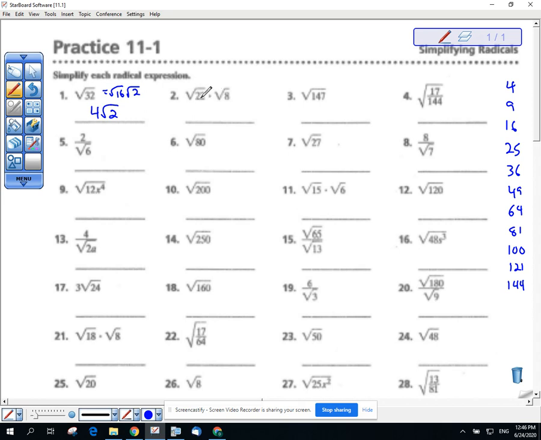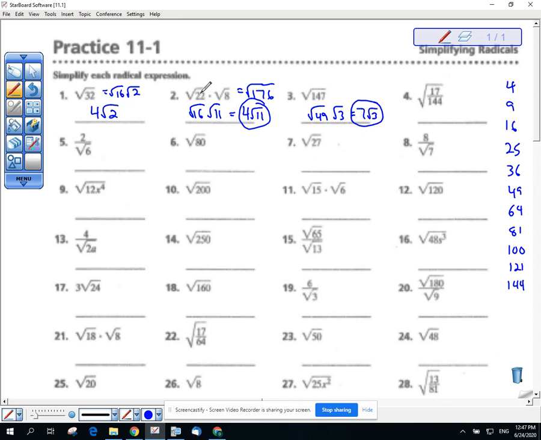You can multiply the 22 and the 8, and that would be 176, square root of 176. And then we should look to do the same thing. Can you take out a certain number out of 176? And use your calculator if you need to. That number is 16, root 16, and that would leave you with 11. So our answer is actually 4 root 11. Okay, here it would be 49, leaving you with 3, so 7 root 3 is your answer.